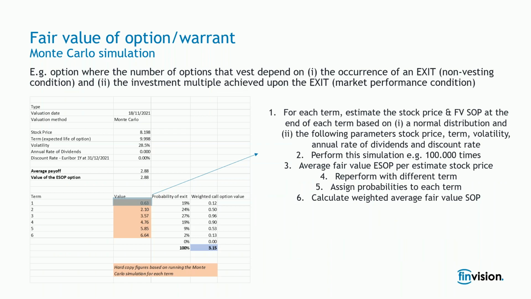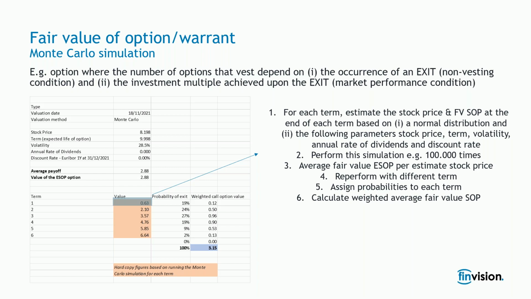So let's assume, and I will show you the Excel immediately, that I have an option, and the number of options that vest depends, first, on there needing to be an exit. The exit is defined in, for example, a shareholder agreement. And once the exit is met, the number of options depends on the investment multiple that is achieved upon the exit, compared to the initial subscription price that was paid by the shareholders. This investment multiple is a market performance condition. Market performance conditions we will include in the valuation.